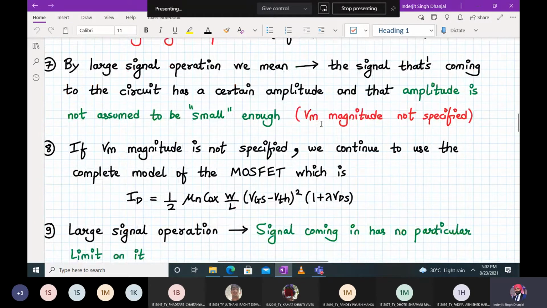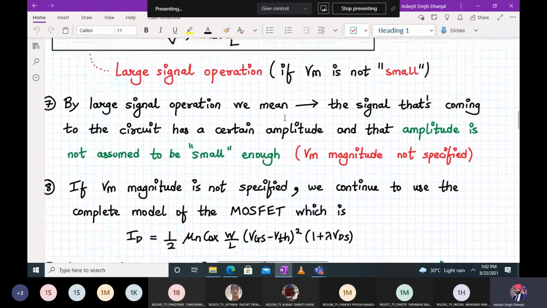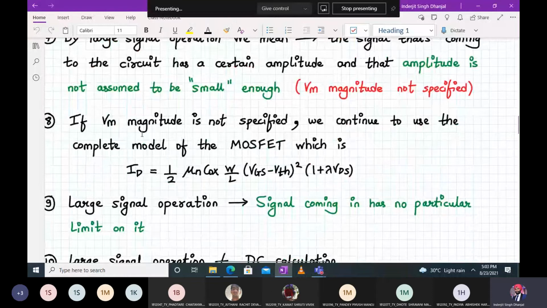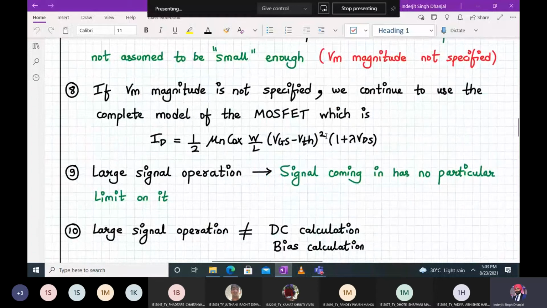Correct? Because if Vm magnitude is defined, if it is in millivolts, then we can go for small signal operation, then all those formulas will be applicable. But if Vm magnitude is not small, it is called a large signal operation. Or if the Vm magnitude is comparable to the supply voltage, then we can say it's a large signal operation. Fine. So if Vm magnitude is not specified, we will continue to use this exact ID formula. We don't write ID as gm into VGS. We don't write now delta ID is delta VGS into gm. We don't write that. We use the entire formula as it is.